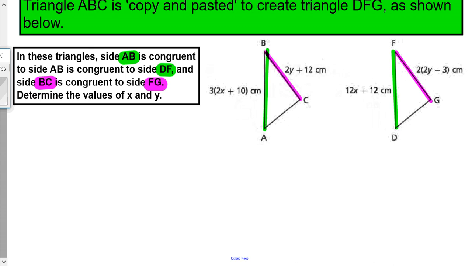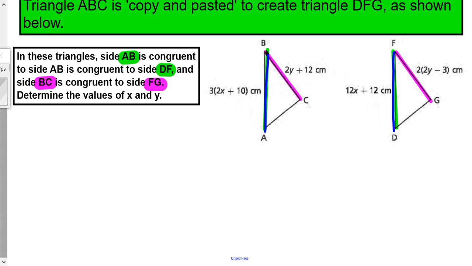Okay, let's take a look at the next question. It says triangle ABC is copy and pasted to create triangle DFG as shown below. In these triangles, side AB is congruent, or the same, to side DF, and you can see that we put those in the same color for you. Side BC is congruent to FG, and you can see that those are also in purple to show you that those are going to be the same.